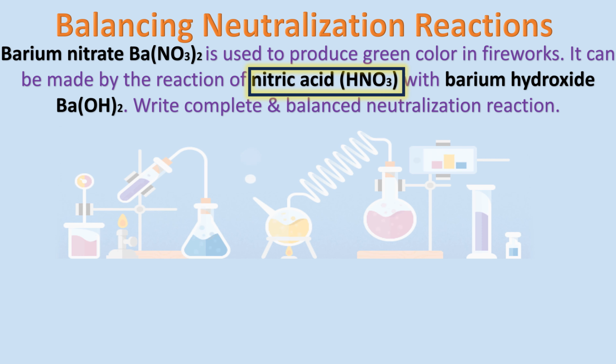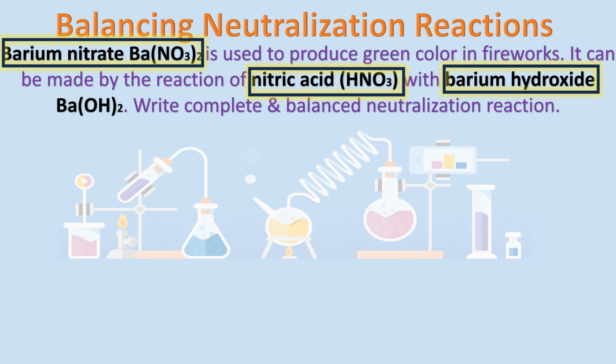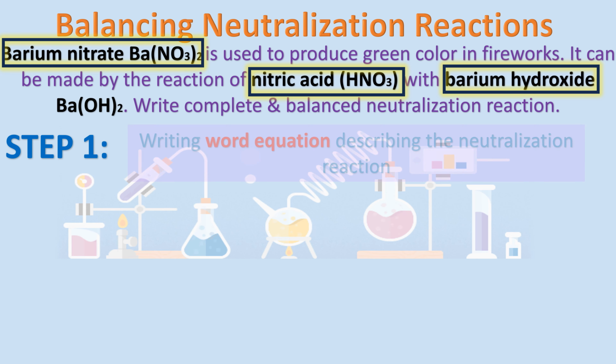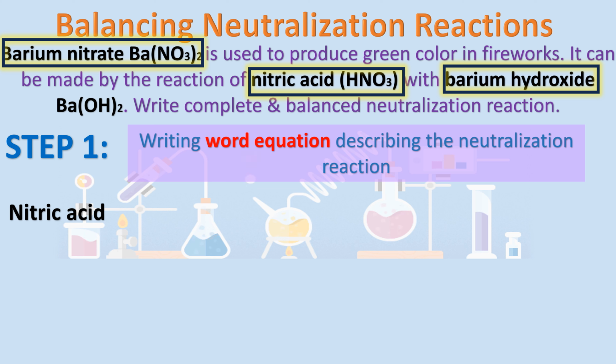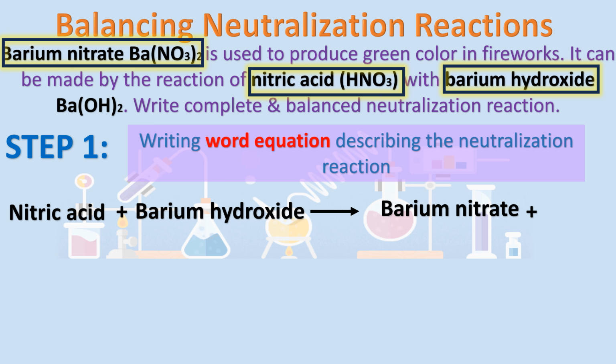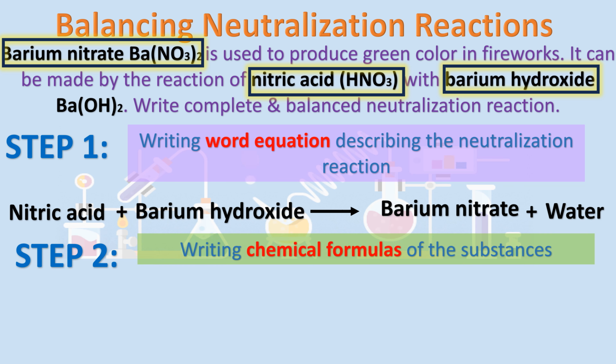Here, in this statement, nitric acid is reacting with a base, barium hydroxide, and producing a salt, barium nitrate. Firstly, we will write the word equation, and the word equation is nitric acid plus barium hydroxide goes to form barium nitrate plus water. Now it's time to write chemical formulas of each of these. The formula of nitric acid is HNO3.